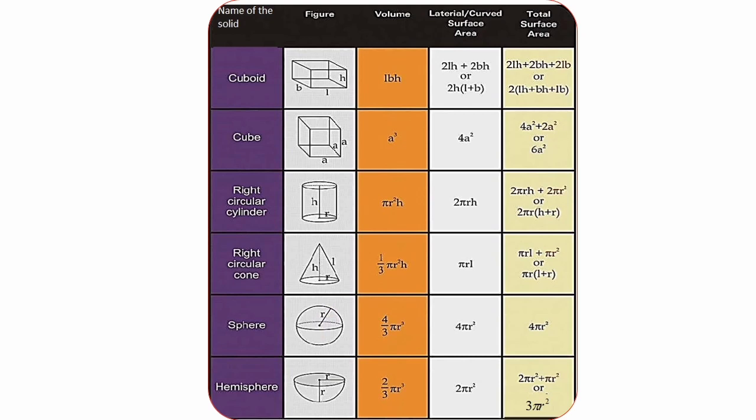Next shape is sphere, where the radius is represented by the letter R. Then the volume is given by the formula 4 by 3 into pi r cube. Curved surface area is 4 pi r square and the total surface area is also the same formula, 4 pi r square. Next shape is hemisphere. Like the sphere, here also radius is represented by the letter R. Then the volume is 2 by 3 pi r cube, the curved surface area is 2 pi r square, and the total surface area is 3 pi r square.